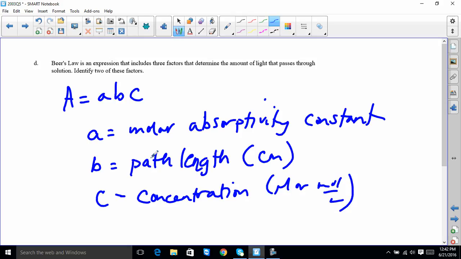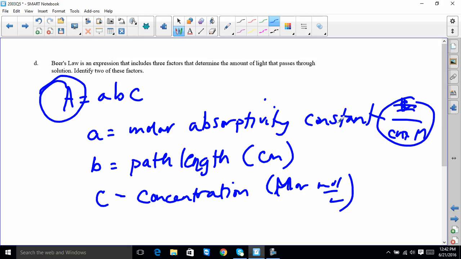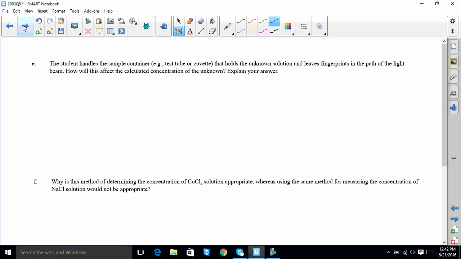And then the absorptivity constant, because absorbance is unitless, would be in something like some constant number over centimeters times molarity, because when you multiply centimeters times molarity and then times whatever, you get a unitless number. You can look on your formula sheet. That was actually a pretty easy question.